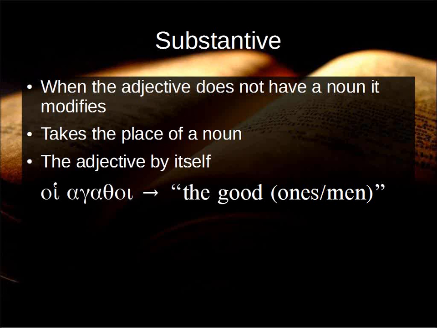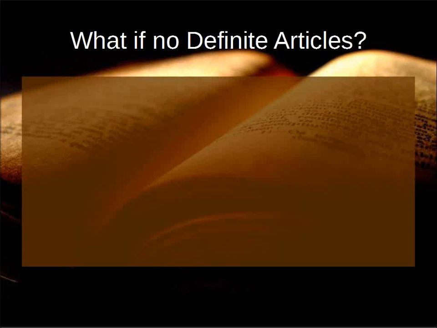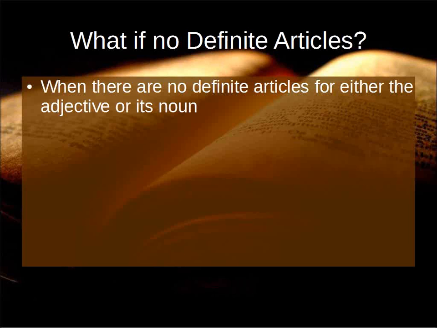All right. Now, some of you might be asking, well, Professor, what if neither the adjective or the noun has an article? What happens then? I'm glad you asked that question. So what happens if there are no articles? Because that can happen. That happens actually a lot in the New Testament. Okay? So when there are no definite articles for either the adjective or its noun, what is it? Is it used attributively, predicately, or substantively? Okay, here's the answer. It can be any of the three, unfortunately. Unfortunately, you can translate it in any of the three.